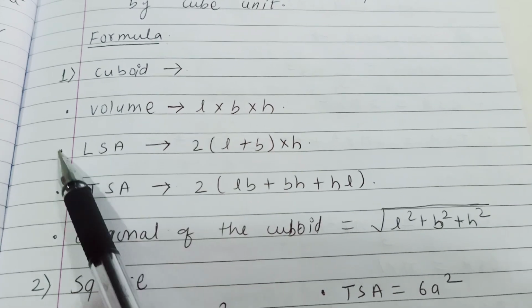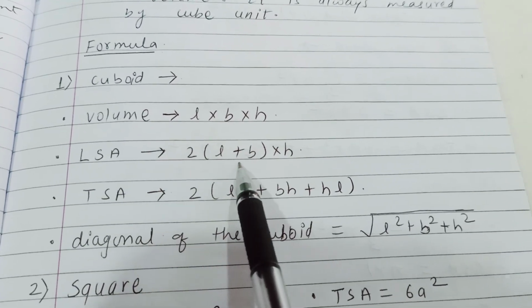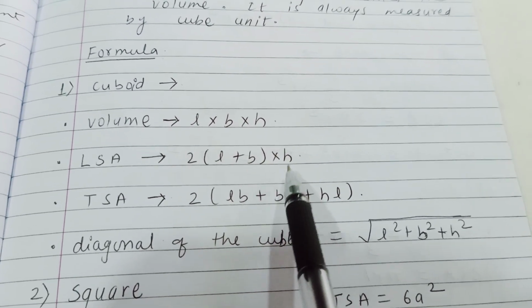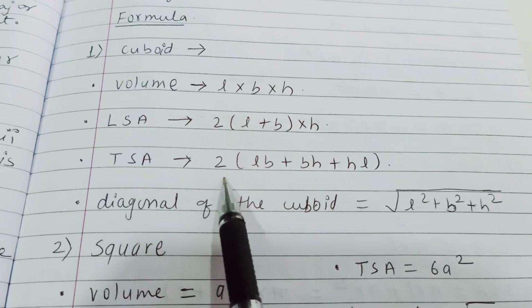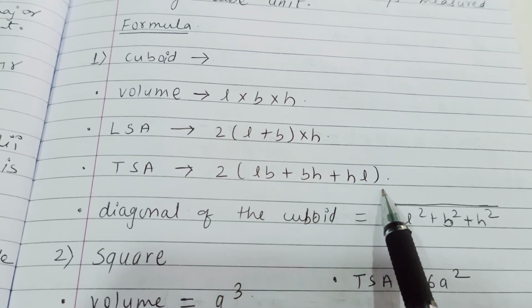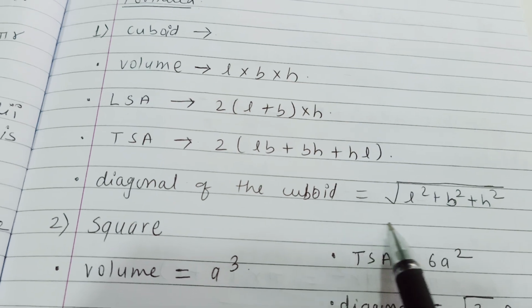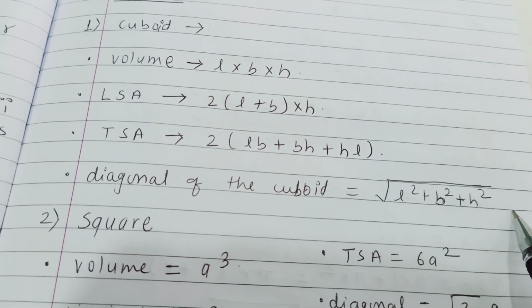That is also called what? It is also a formula of area of four walls of floor. And total surface area is what? 2(LB + BH + HL). Diagonal of cuboid, if you want to find out, then √(L² + B² + H²).